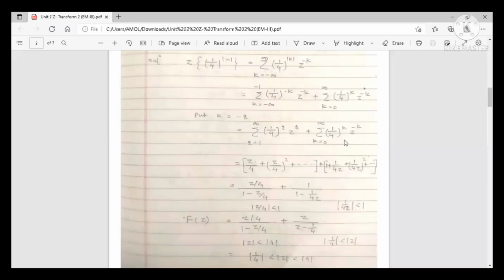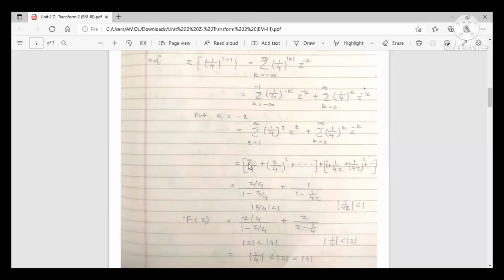Next summation, put k is equal to 0. When the power of any term is 0, then the value is 1. So the first term value is 1, plus put k is equal to 1. When k is equal to 1, it is 1 by 4 to the power 1 z raised to minus 1. Z raised to minus 1 means 1 by z. So the term is 1 by 4z, plus. When k is equal to 2, the term is 1 by 4z to the power 2 and so on. So this is the series for the second summation, and for the first summation, the first term is the series.